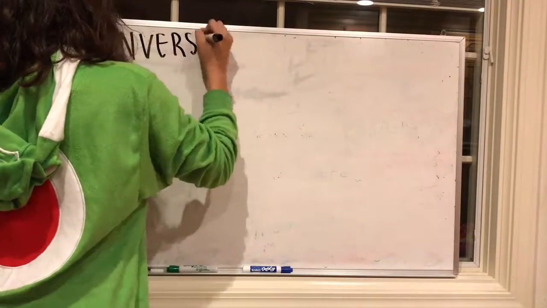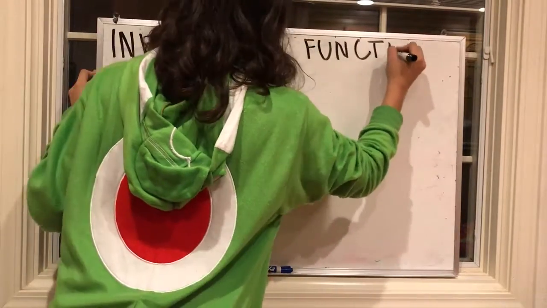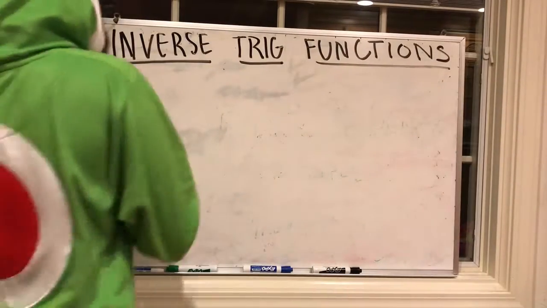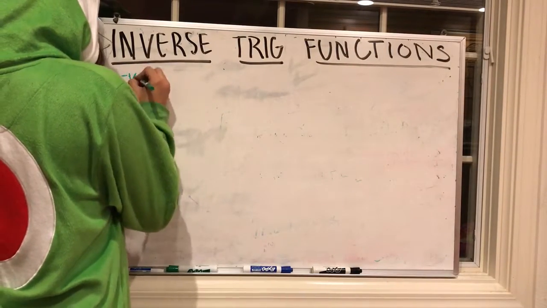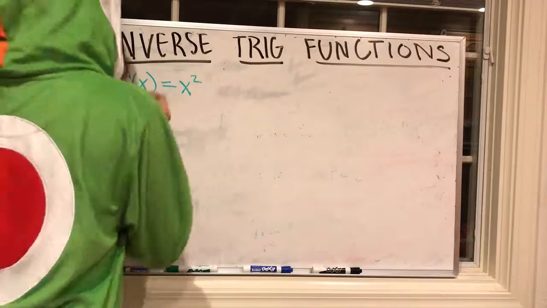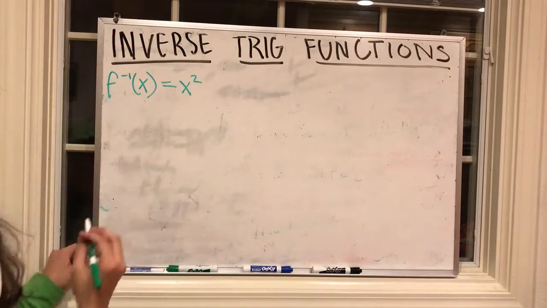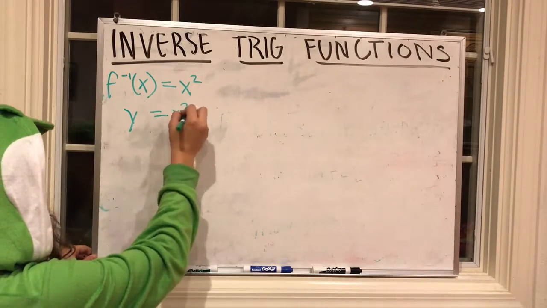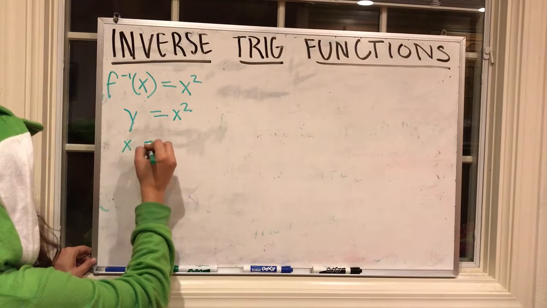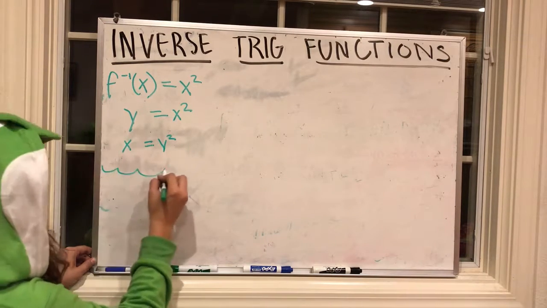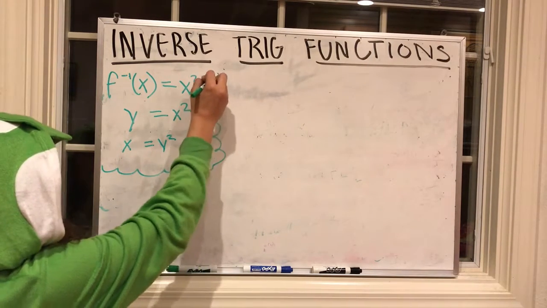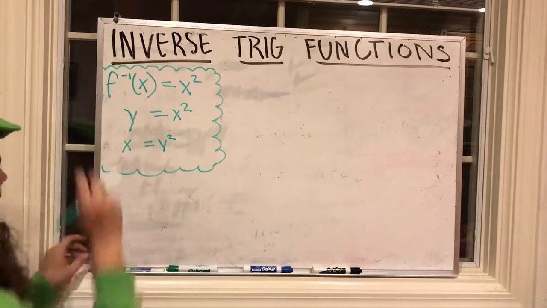So today we're going to be talking about inverse trigonometric functions. I'm going to assume that we all know what an inverse function is, but just to jog your memory, let's say that we have f of x equals x squared, so y would equal x squared, and to find the inverse function, you would just switch x and y so that x would equal y squared.